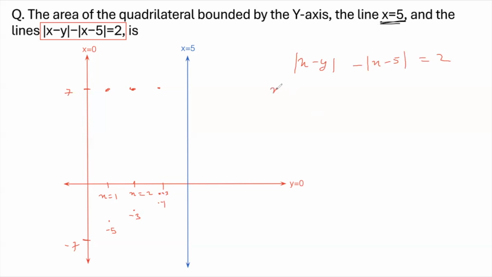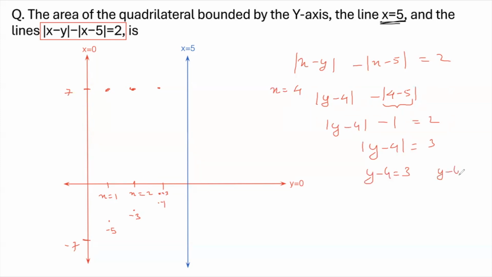Once again, we put x = 4. So |y − 4| − |4 − 5|, which is |−1| or 1, will be 2. So |y − 4| − 1 = 2. So |y − 4| is 3. That gives me y − 4 is either +3 or −3. So y can be either 7 or y can be +1. Right? So if x = 4, y can be +1 or 7.